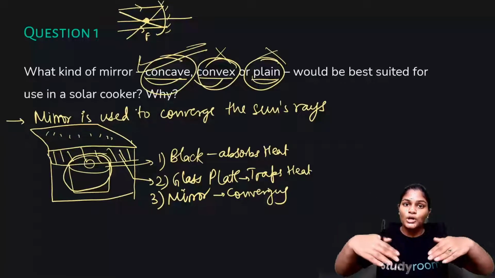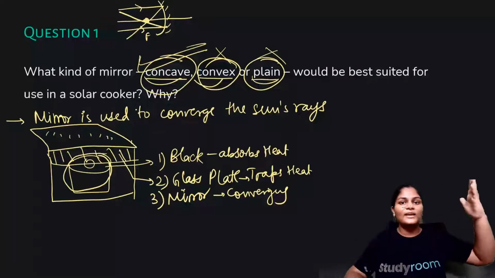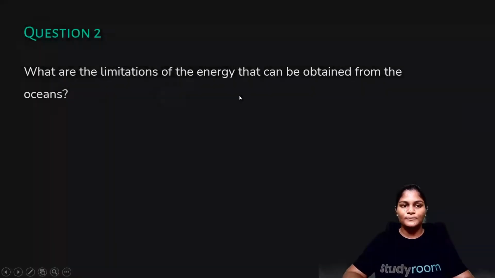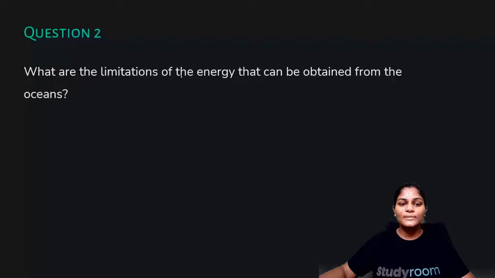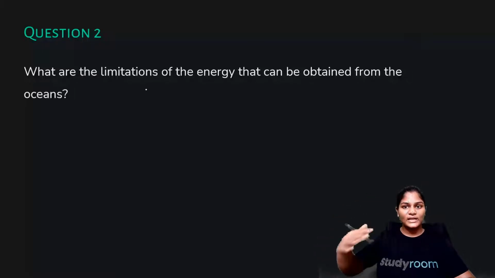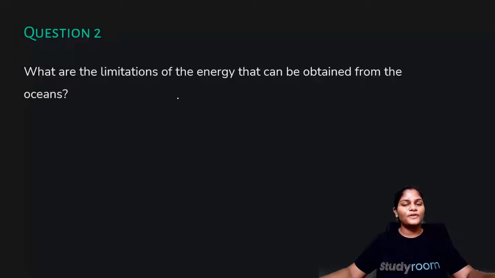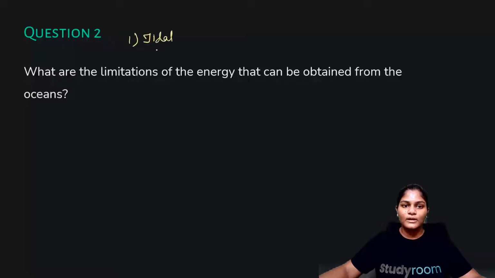Okay, great. Moving on. The second question says, what are the limitations of the energy that can be obtained from the oceans? Let's break it down. You remember the two types of energy from the ocean were tidal and from the waves. We'll think about the limitations of tidal first, and then the limitations of waves, and we'll see that they're almost the same. So you'll write the line first. The limitations are as follows.